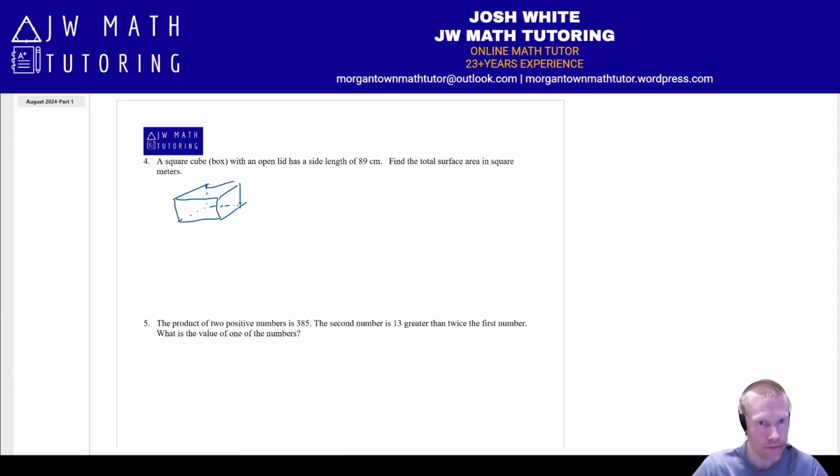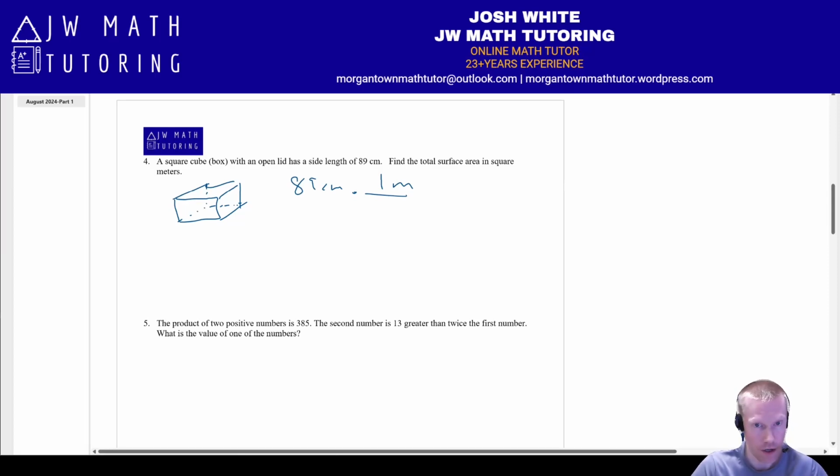So you could do this two ways. The way that I would probably do it is I would take 89 centimeters and I would convert that to meters by noting that 1 meter is 100 centimeters, basically dividing 89 by 100. So in other words, each side is 0.89 meters. So 0.89, 0.89, 0.89. And now we can just find the total surface area.